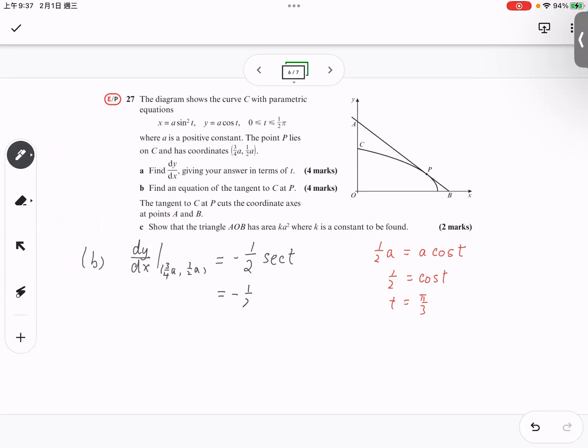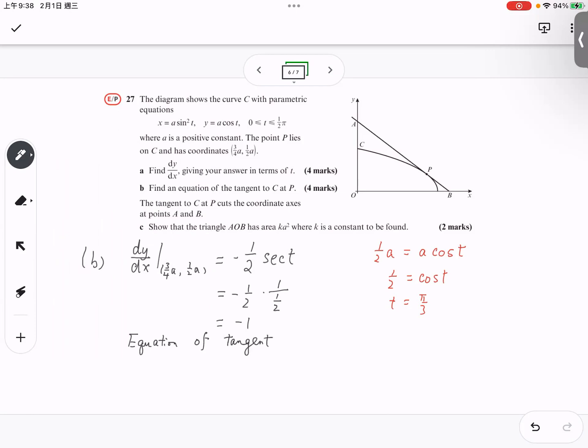Negative 1 over 2, that means it's 1 over 1 over 2 because this is cosine. So what we can have is, this one is negative 1. So we can directly find out the gradient of it. And after that, we can find out the equation of tangent here.